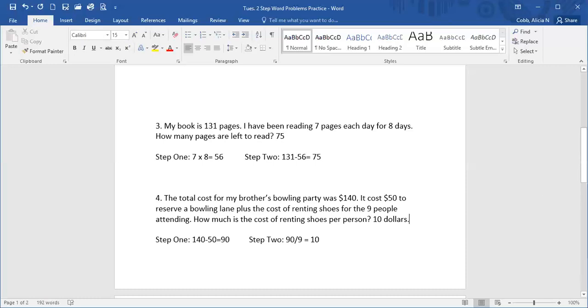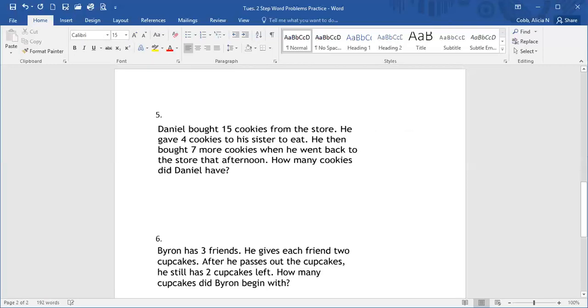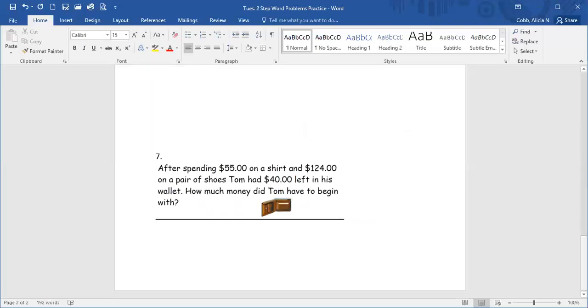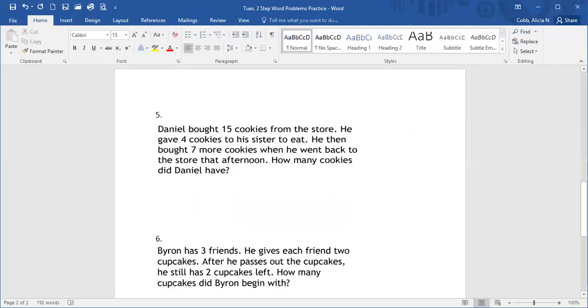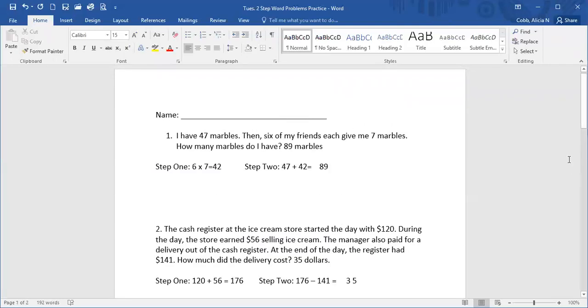So what I'd like for you to do as independent work, you're going to do 5, 6, and 7 on your own. And again, in closing, our goal today was to solve 2-step word problems that were within 100.